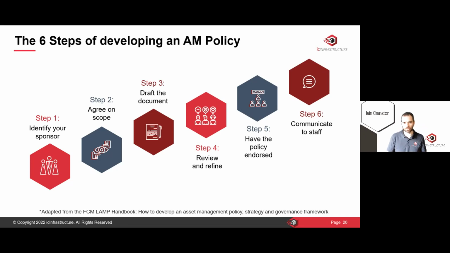So lots of different stakeholders around the organisation that you need to engage. Have the policy endorsed by your council or your board. And then step 6 is around communicating it to staff. So let's get into these in a bit more detail. Again, this has been adapted from some of the things that we developed years ago in the LAMP handbook, which again is a download you can get from the Slido system.